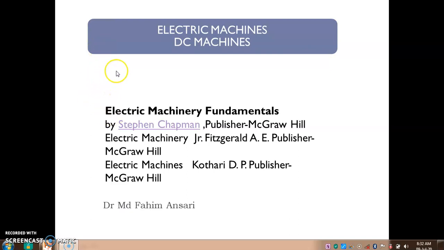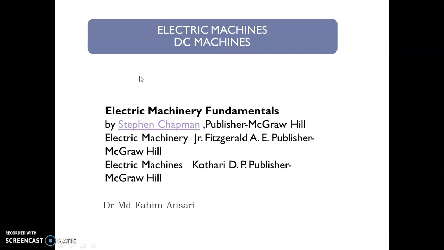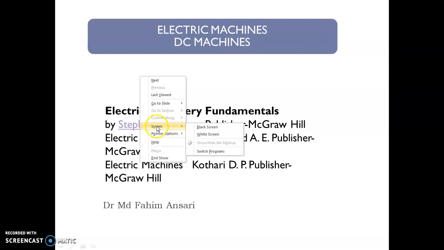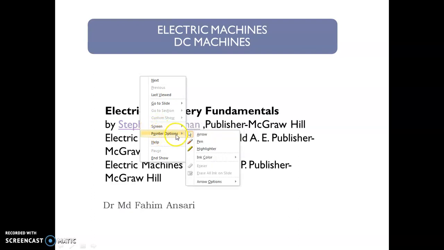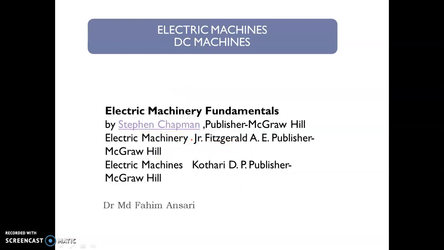This course is Electrical Machines, and in this course we will study only DC machines, and in the next part we will study the transformer, magnetic circuit, etc.